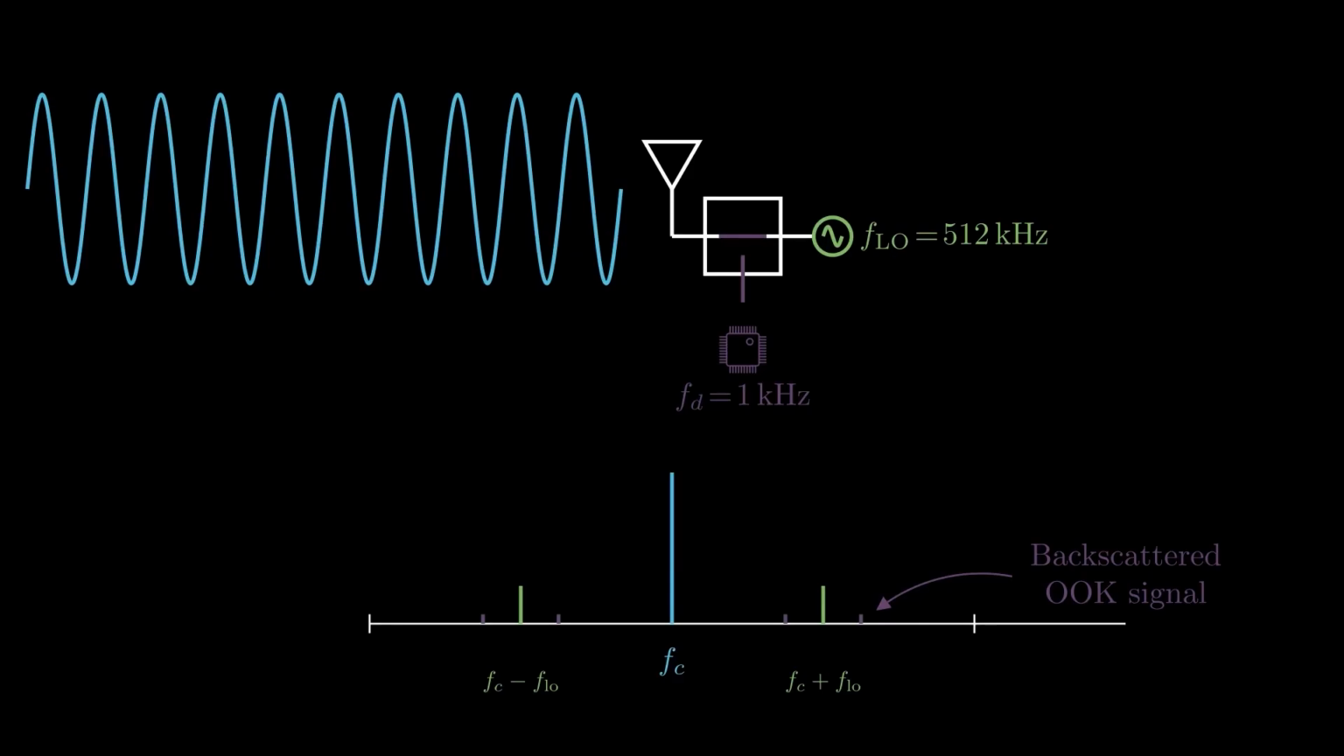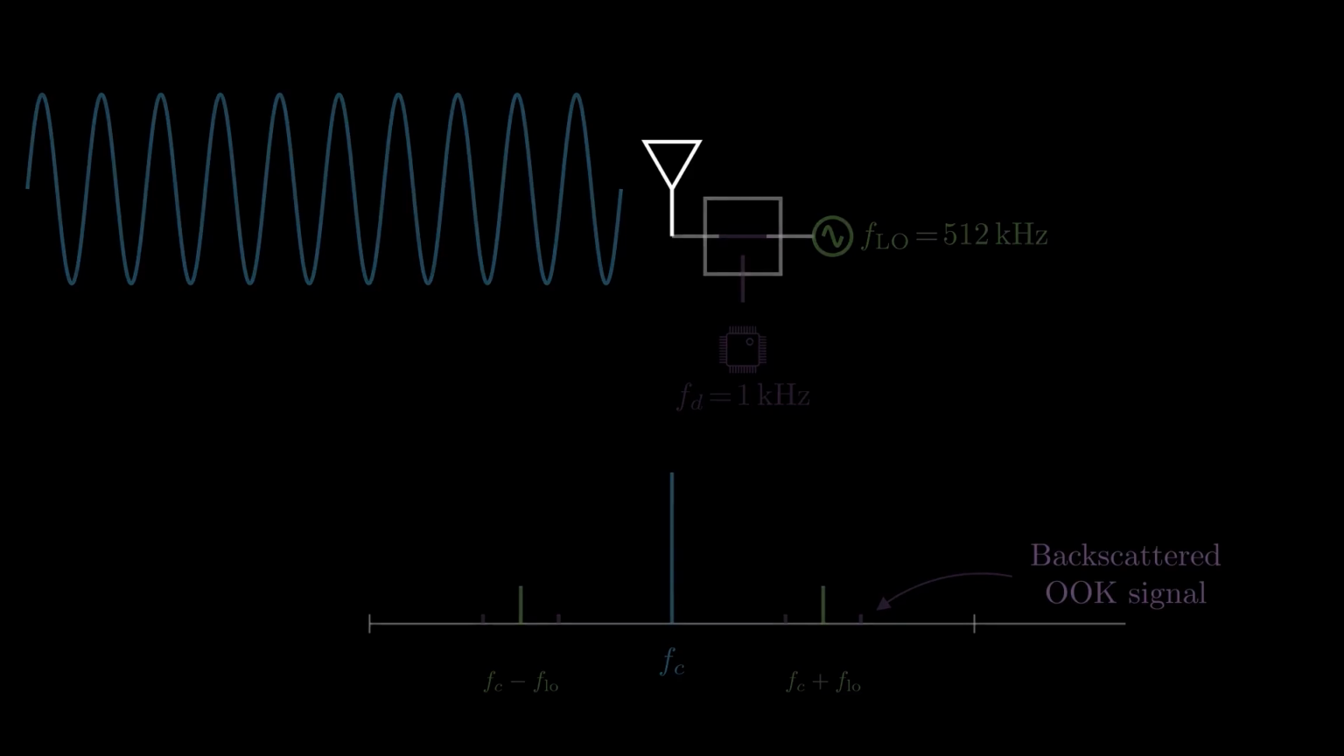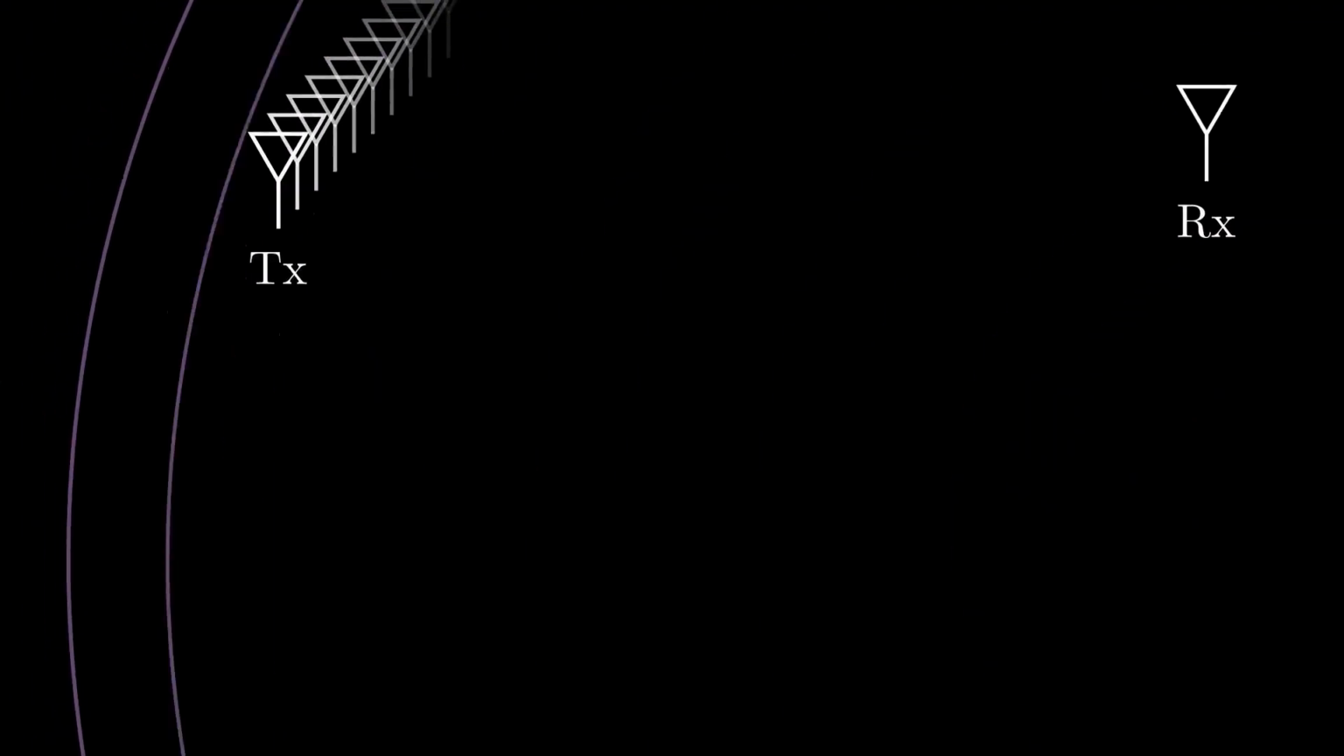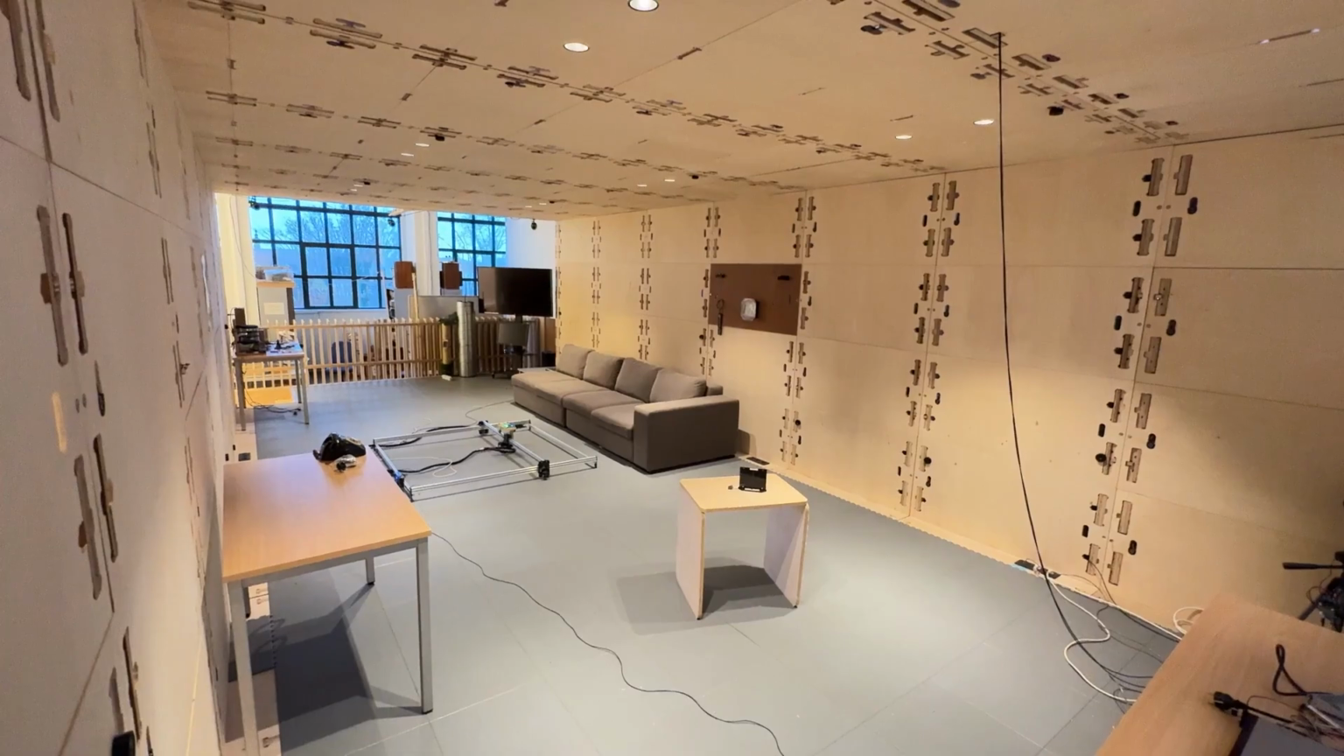The last component is the signal demodulator. Both the carrier wave and the backscatter signal are received by an allocated receiver, which in its turn demodulates this signal to retrieve the necessary data.